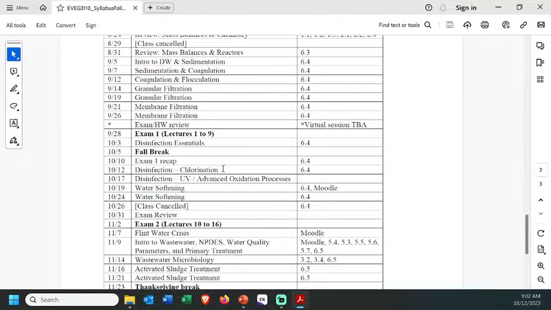Okay, so just a quick update for you where we're at. I revised the syllabus just a bit. Today we're finishing up the conversation on the chlorination side of disinfection. Next time we'll get into UV and some advanced oxidation processes. Then we're getting into water softening.